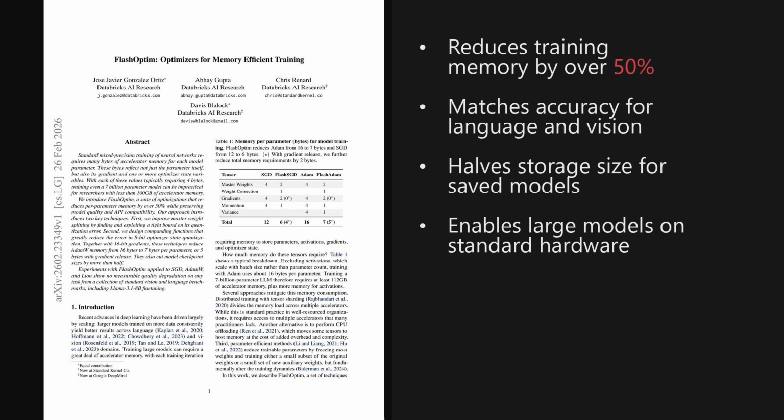To wrap things up, FlashOptim demonstrates that we can cut optimizer memory by more than half without losing accuracy. This effectively lowers the barrier for training large models, allowing researchers to run 7 billion parameter networks on standard hardware.